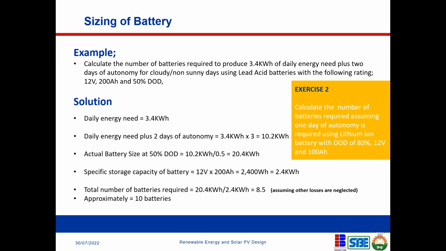So the only difference is that we are using 1 day of autonomy. The depth of discharge is 80, and your battery capacity is 12 volts, 100 amp hour, not 200. Okay, 100 amp hour, and then day of autonomy is 1. The answer is 7 batteries.